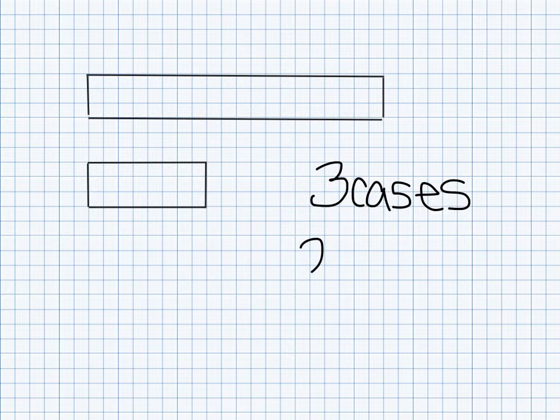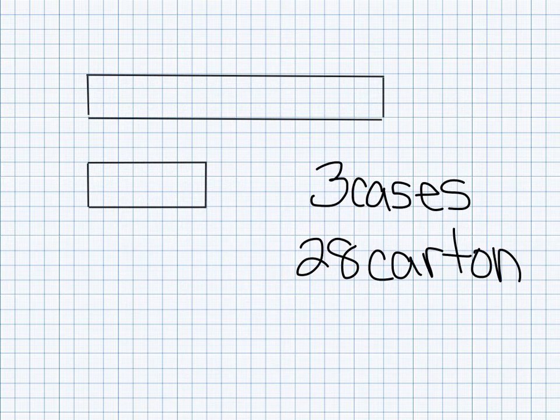Hopefully by now you have an answer, because we had 3 cases, we had 3 groups, and in each group there were 28 cartons. So we're trying to figure out what 3 groups of 28 is. We would usually write this problem as a multiplication problem. Some of you may have solved it by repeated addition, which is the same thing as multiplication. But I would much rather do a multiplication problem because it looks like there's a lot fewer steps with this.